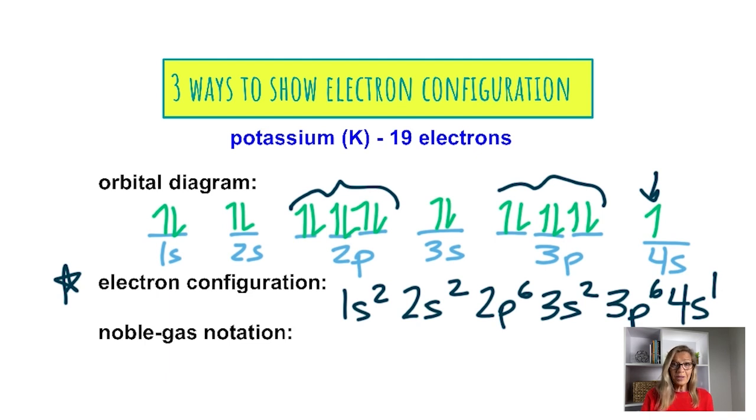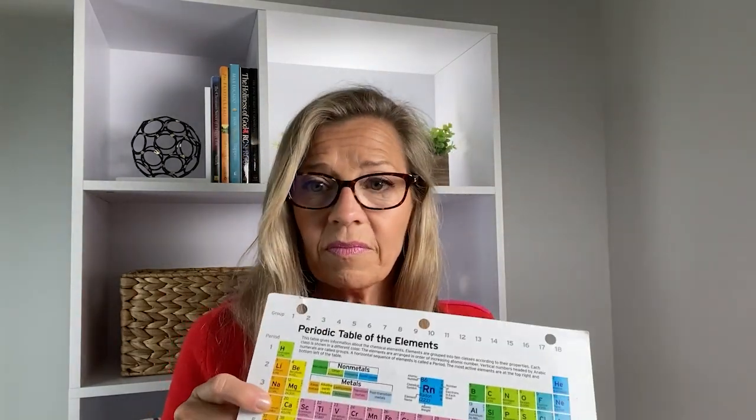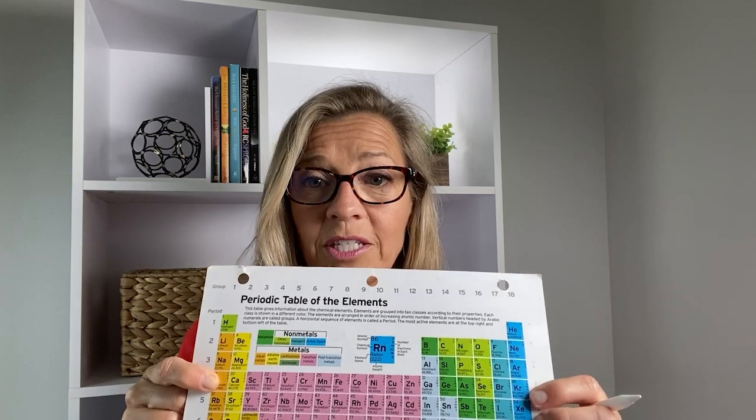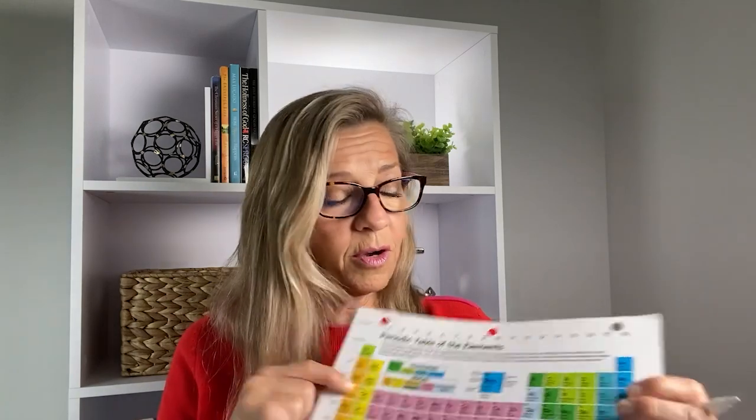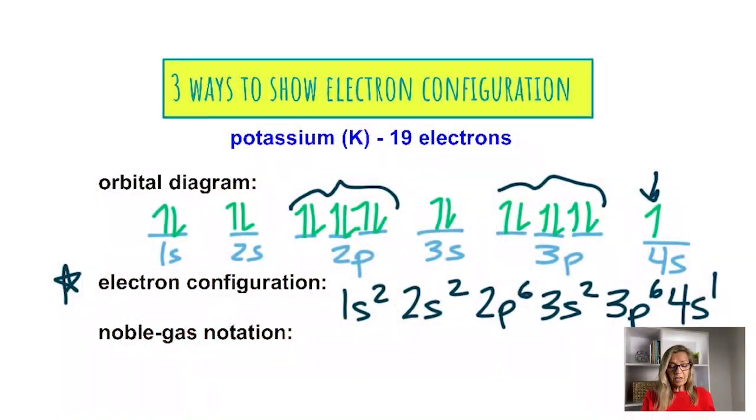The last one you're going to love is even shorter yet. It's called noble gas notation. So what you do is on your periodic table, you're going to find your element. And so this is potassium. You're going to find potassium, and then you're going to go backwards until you hit the last noble gas, which is in that last column over there. And so potassium is right after argon. Argon is the last noble gas.